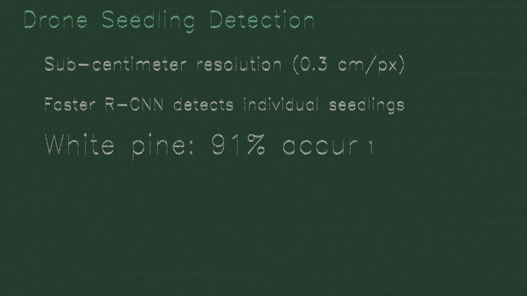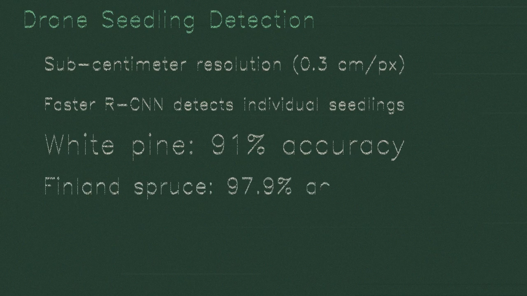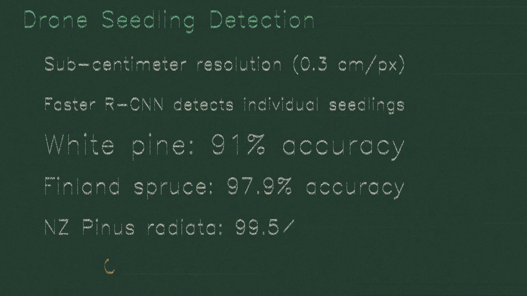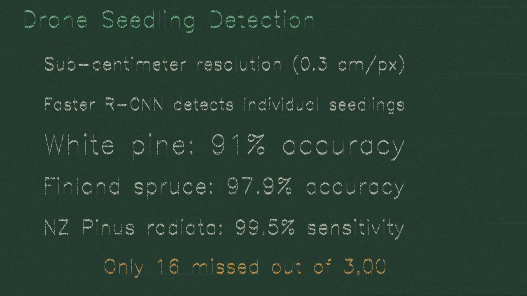A study on white pine seedlings in New York achieved 91% overall accuracy in medium-density blocks and 90% in high-density blocks. Finnish researchers detected planted spruce seedlings with 97.86% detection accuracy. A study in New Zealand on Pinus radiata achieved 99.5% sensitivity, meaning only 16 seedlings out of over 3,000 in the test area were missed.